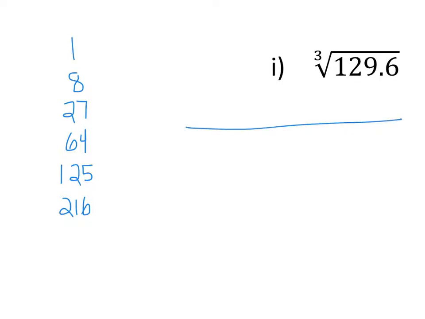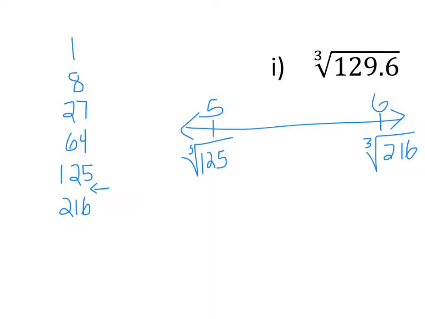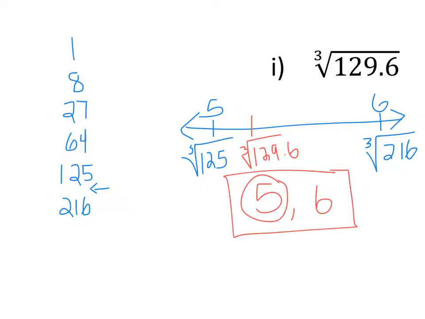So again, if I were to follow my number line method here, 129 falls somewhere in here. So I have cube root of 125, and the next one is cube root of 216. And I know the integers were 5 and 6. Cube root of 129.6 lies somewhere on this side. So the integers would be 5 and 6, with it closest to number 5.